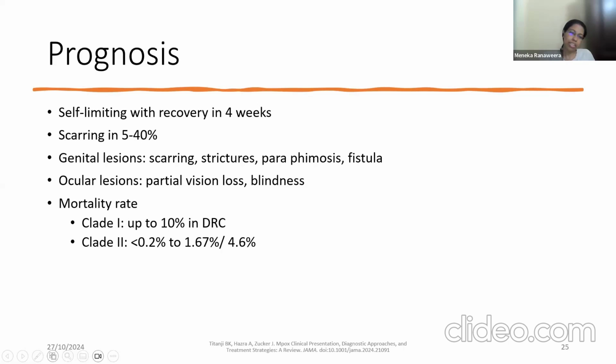So what we saw in the 2022 outbreak, when it came globally to the rest of the globe, the mortality rate was actually less than 0.2%. So we can expect a very good prognosis for our patient.